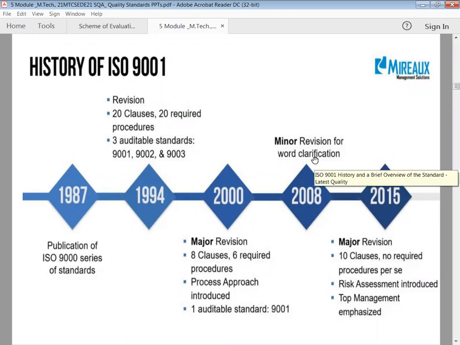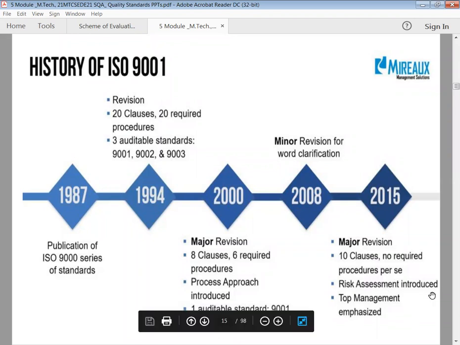So they clarified each and every term in the various classes and standards. And in 2015, another major revision was made in ISO 9001. They mainly focused on 10 classes, and we should follow all the 10 classes, but not all are compulsory.